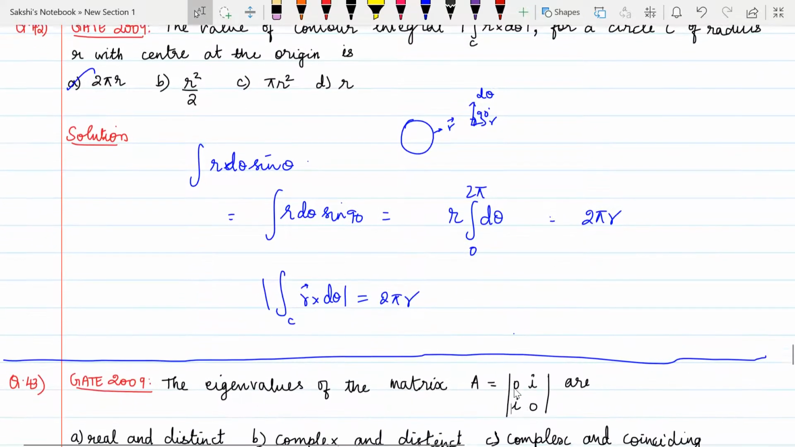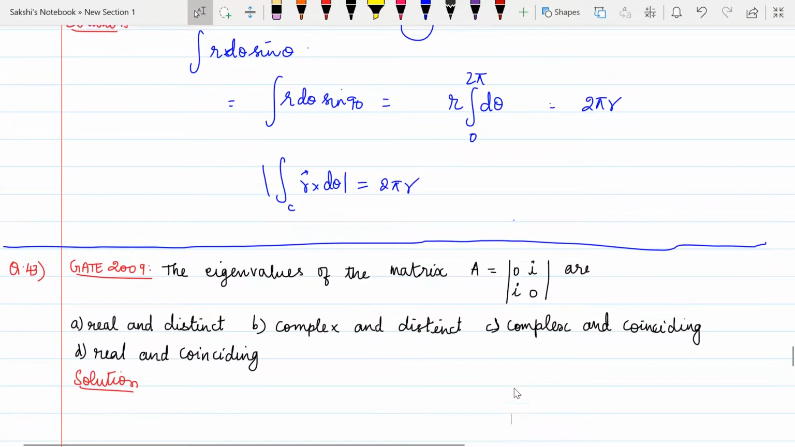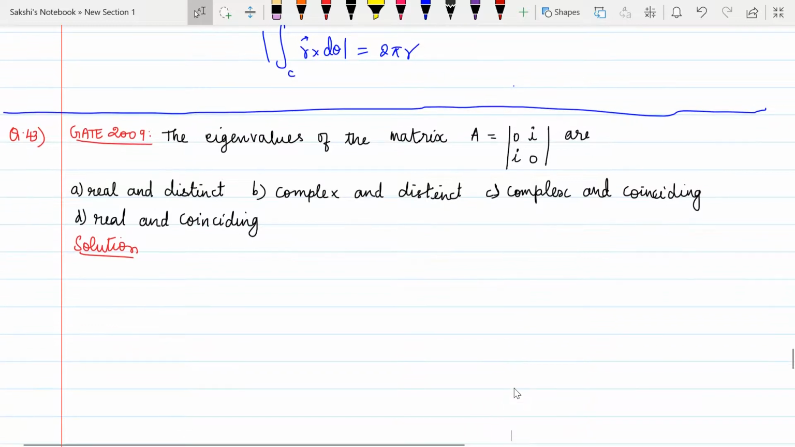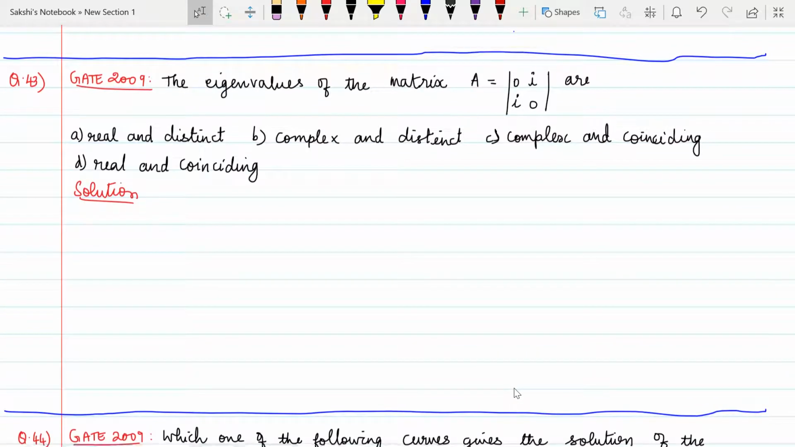The next question is from matrices. A matrix A is given and we have to find the eigenvalues. So basically, I'm going to use the characteristic equation over here. I have also given some tricks to find the characteristic equation in my matrix video. If you find time, please pause this video and check that.